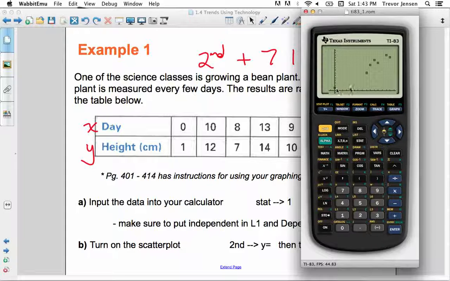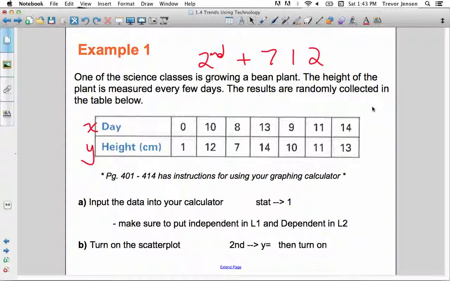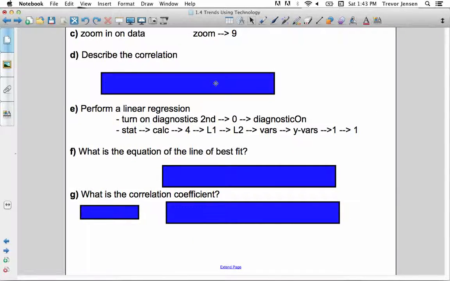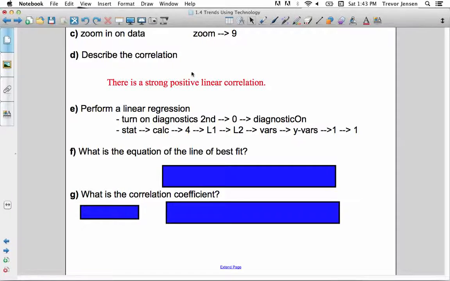As the independent variable is increasing, the dependent variable is also increasing. So as the number of days is increasing, the height of the plant is increasing. And that makes sense. So let's describe the correlation here. So there's a strong positive linear correlation, there seems to be. Now let's actually perform the linear regression so we can more accurately describe the strength of this correlation.